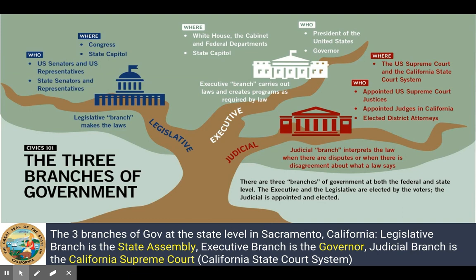Now, here's a really important word called federalism. What this important word means is that there are 3 branches of government at the federal level, but there are also 3 branches of government at the state level.